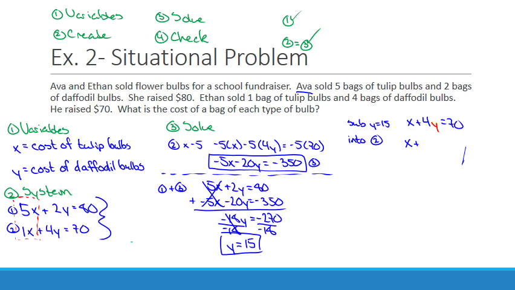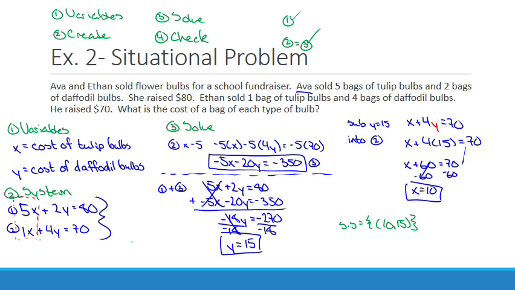So x plus 4 times 15. Oh, I blew my color coding. That's okay, I think we're likely past that anyway. 4 times 15 is 60, equaling 70. Subtract 60, x equals 10. So my solution would be 10 and 15.